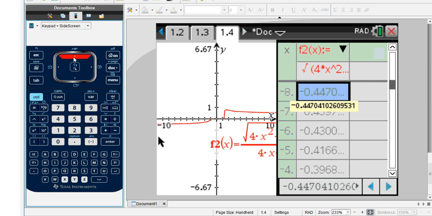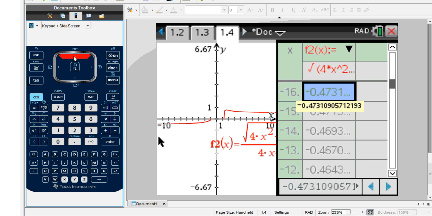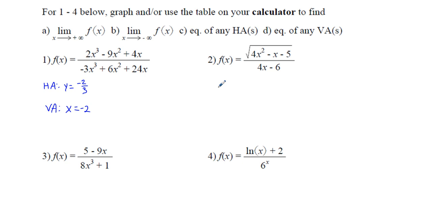Okay, looks like we're approaching, yeah, negative 0.5. So our horizontal asymptotes, we have y equals 1/2, and also I'll put a comma here, y equals negative 1/2.